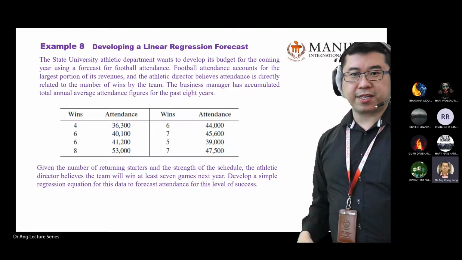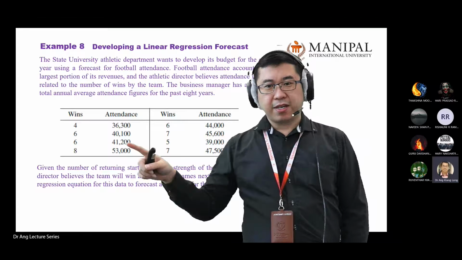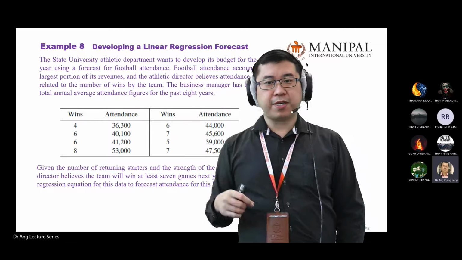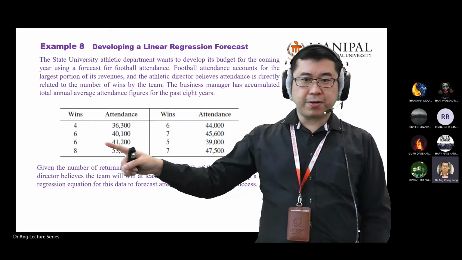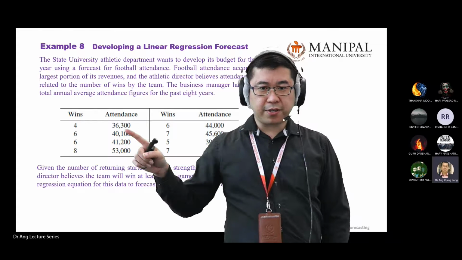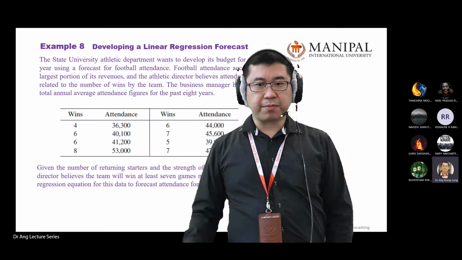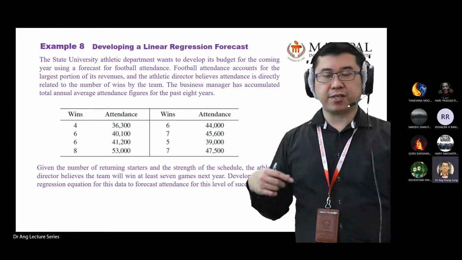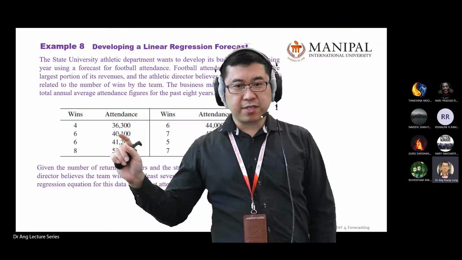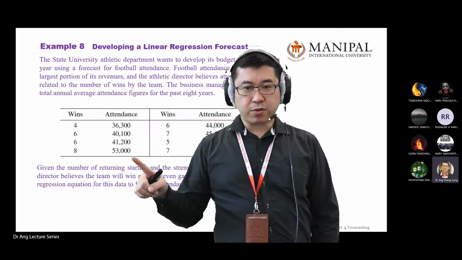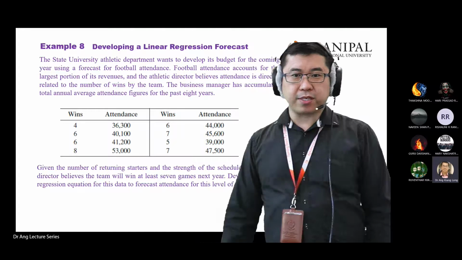What does this data mean? The university is collecting data on their football teams according to the attendance of their audience. For example, the first time they collected, they had an audience of 36,000 and they won 4 times. The next time they had a tournament, the audience was 40,000, they won six games, and so on.